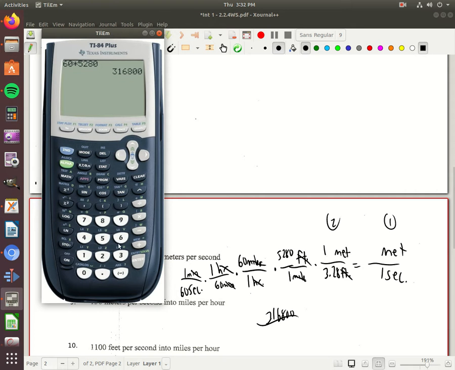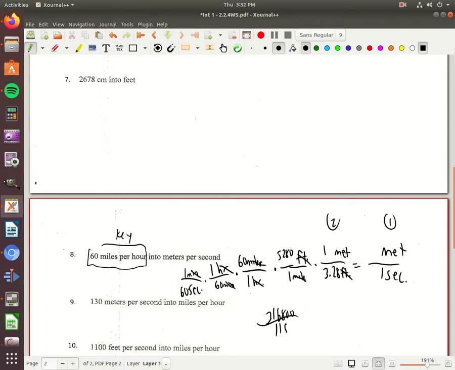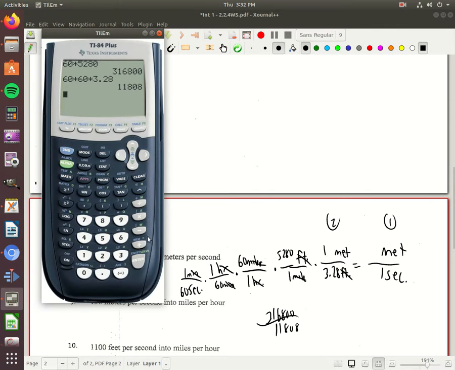The bottom is going to be 60 times 60 times 3.28. So I'm going to get 11,808 on bottom. And now I just simply need to divide these numbers, and that'll give me how many meters per second. So 316,800 divided by 11,808. By the way, we could have done some cross-canceling and made this easier. We could have divided those 60s, whatever. Long story short, 26.83.